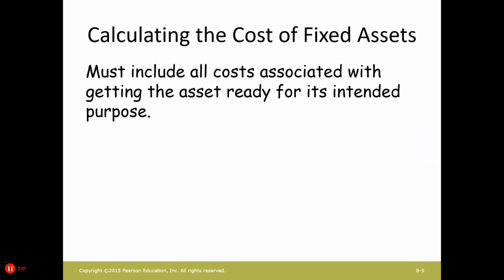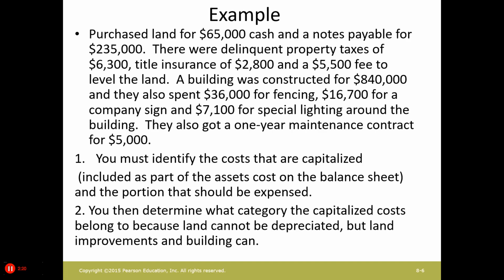Now, first thing you need to do is determine what's the cost of the fixed asset. And remember, the rule is it must include all costs associated with getting the asset ready for its intended purpose. So here's an example. We bought a piece of land for $65,000 with notes payable. It had delinquent property taxes, which are included. We have title insurance that we have to pay, and the cost of leveling the land. And then we constructed a building, and in addition, we put in fencing, a company sign, and special lighting. And we also signed a one-year ongoing maintenance contract for the property.